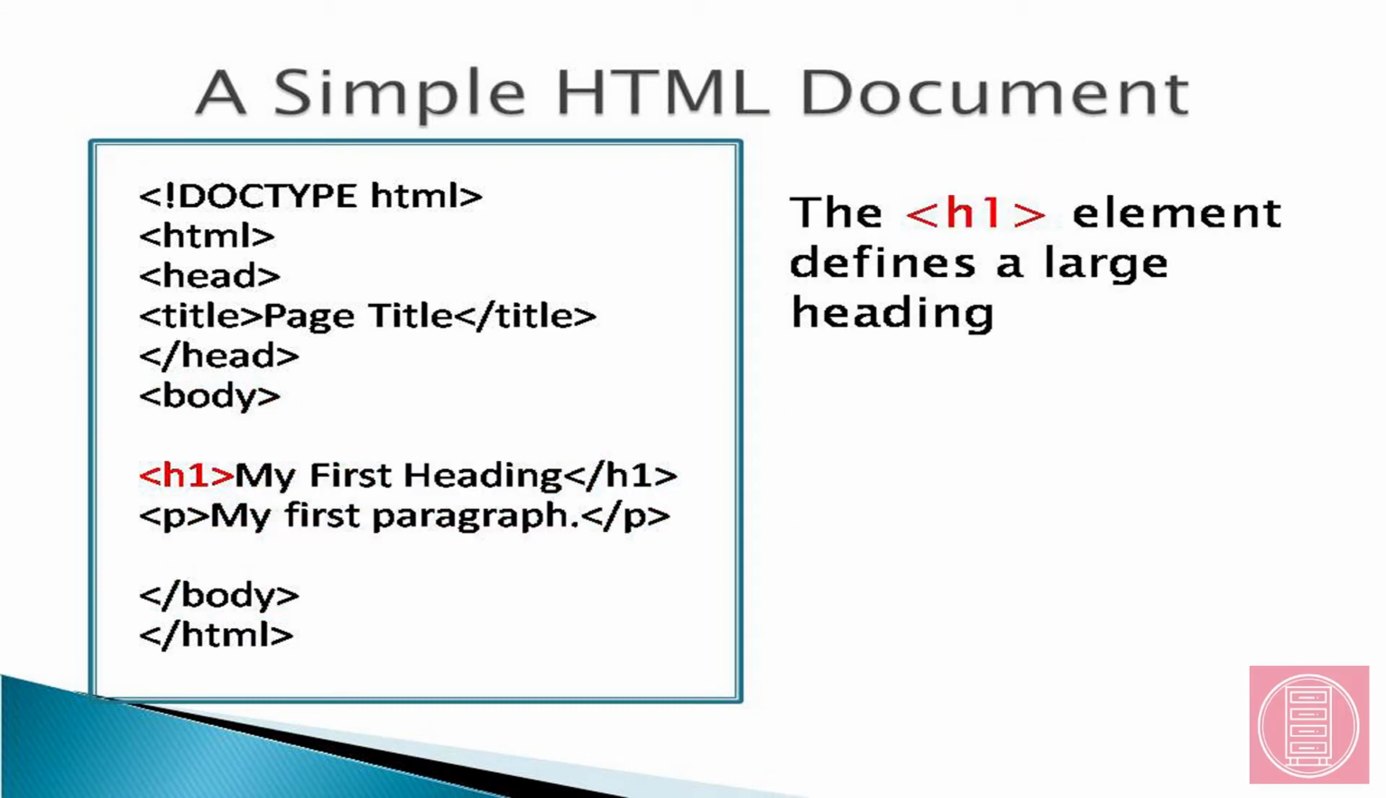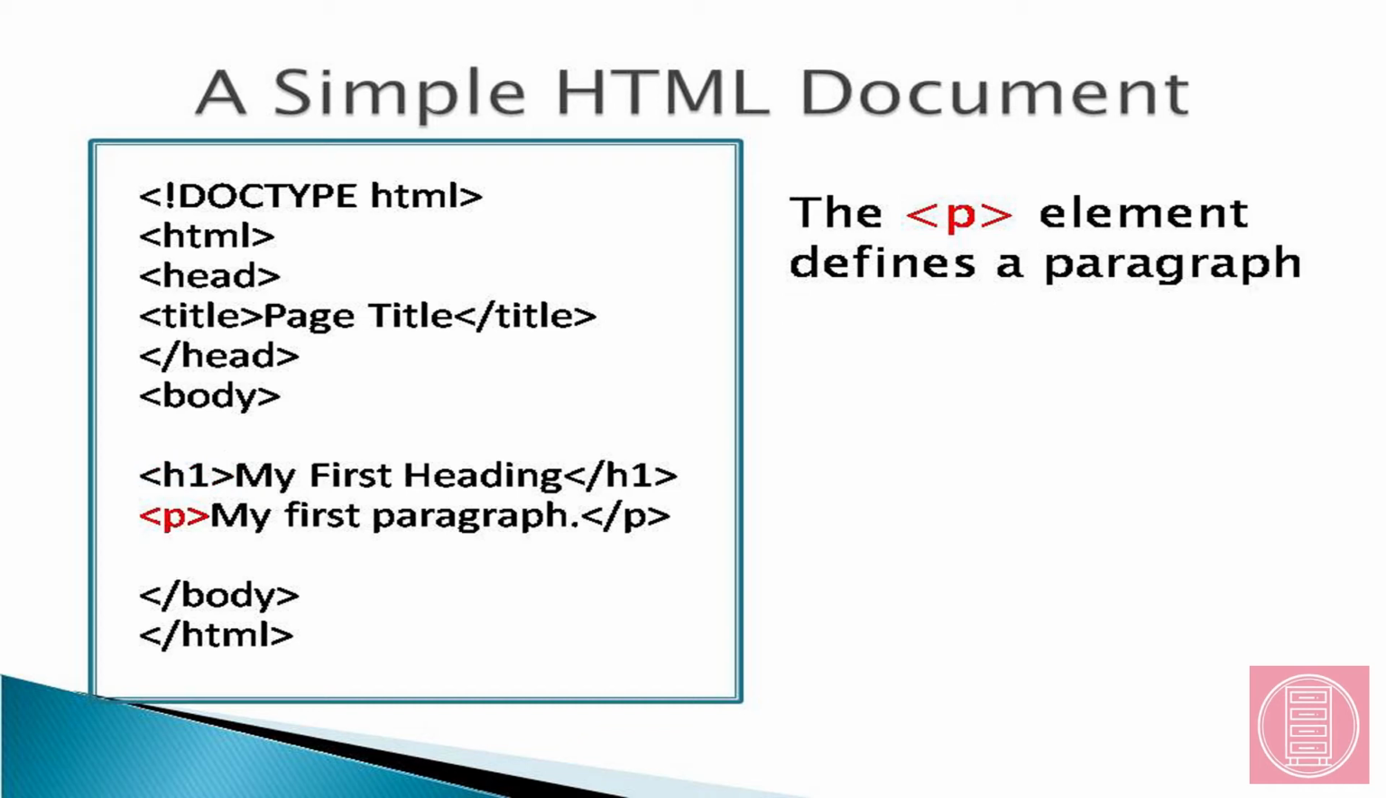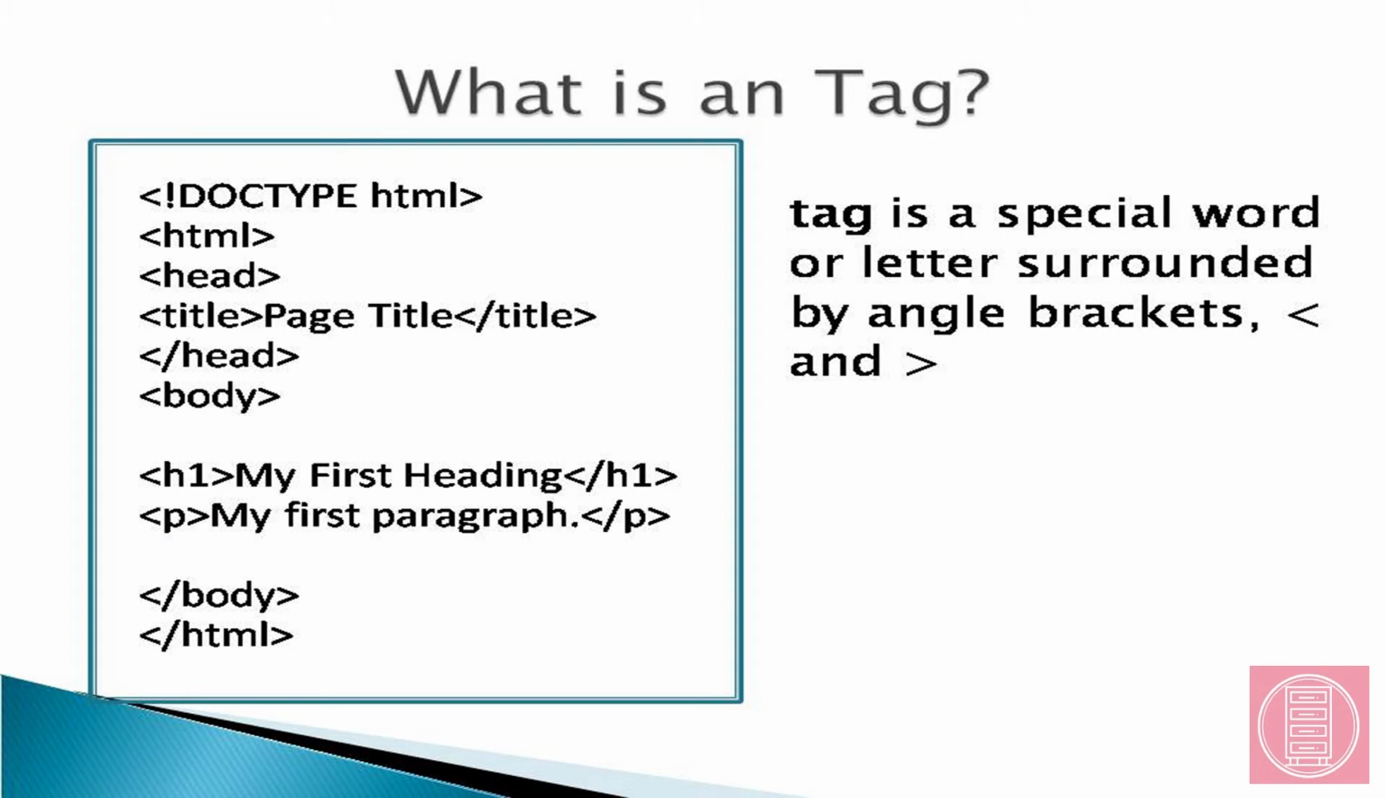The h1 tag element defines a large heading. The p tag element defines a paragraph. You may be wondering, what is a tag? Let me explain. A tag is a special word or letter surrounded by angle brackets, less than and greater than. We have highlighted the tags present in the sample HTML document. You use tags to create HTML elements.